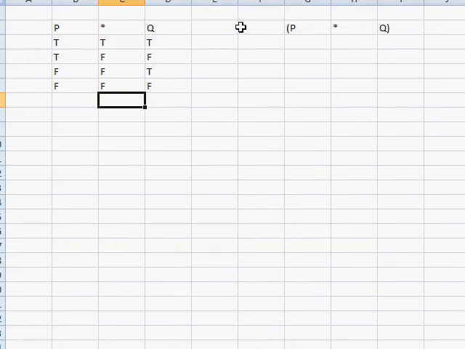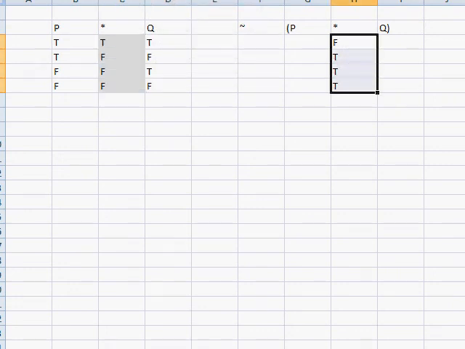Now, since we're negating not P and Q, we should get opposite truth values. So we get false, true, true, true. So what you can see right here is they have opposite truth values on every single line.